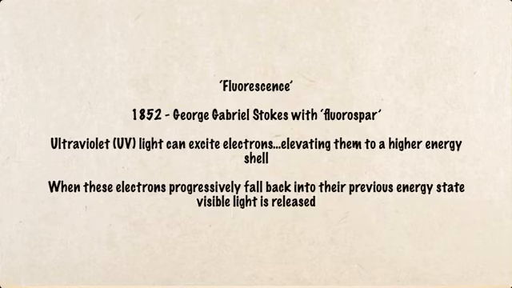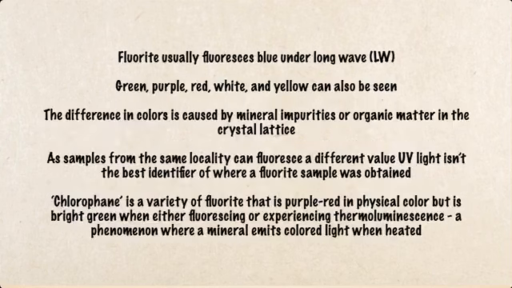So, fluorescence was named in 1852 by George Gabriel Stokes. Back then, the mineral was called fluorospar. He was working with it, and he discovered that ultraviolet or UV light can excite electrons in certain minerals, which basically bumps them up, elevates them to a higher energy shell. Now, in time, when all of this wears off and they start to go back down, this progressively falling back into the previous energy state causes visible light to be released.